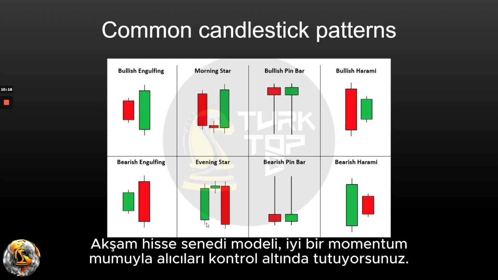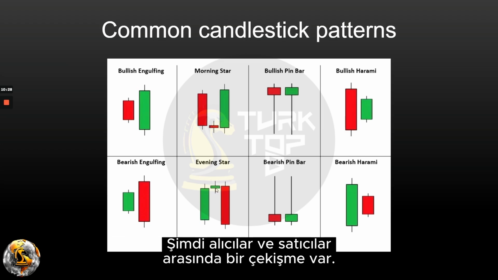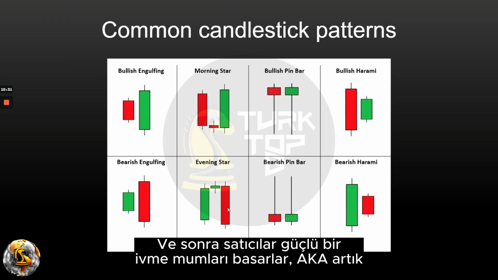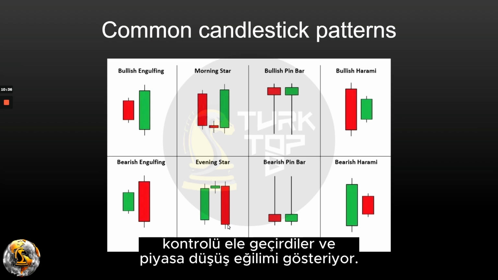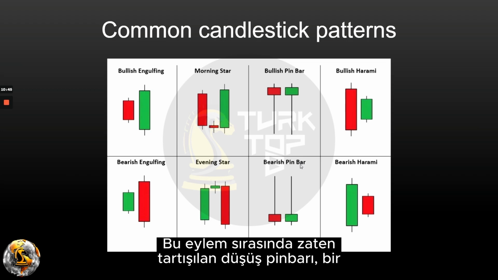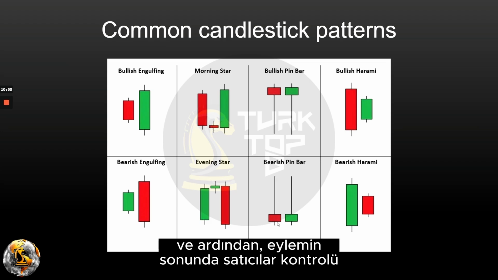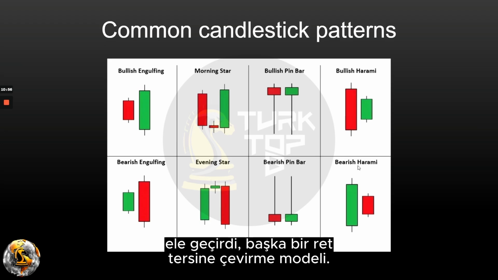Evening star pattern, you have the buyers in control with a good momentum candle. Then the next candle shows some indecision, aka buyers are losing control now. Now there's a fight between buyers and sellers. And then the sellers print a strong momentum candle, aka they have gained control now and the market is bearish. Again, a reversal pattern probably at the end of a trend. Already discussed bearish pin bar. During this action, at some point buyers were in control, they lost control, and then by the end of the action, sellers had control. Another rejection or reversal pattern.